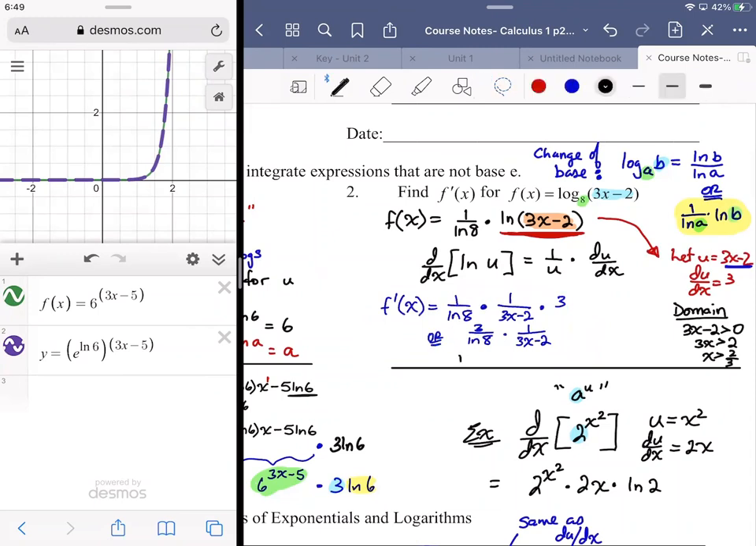All right, so where x is greater than 2/3. All right, so this would be my final answer.